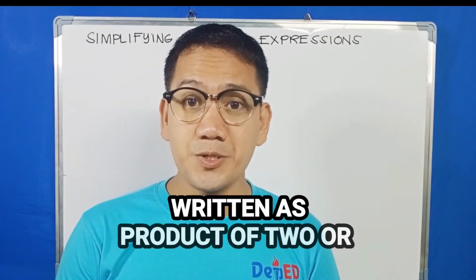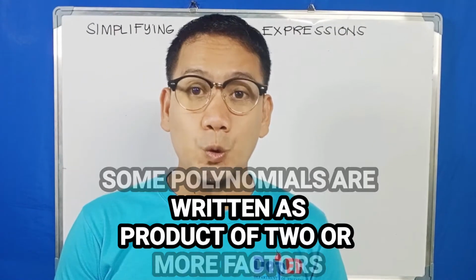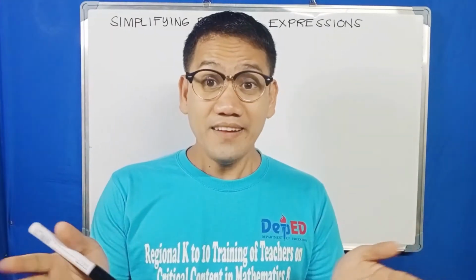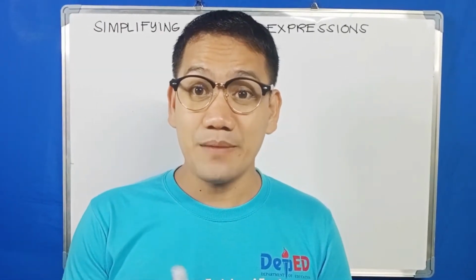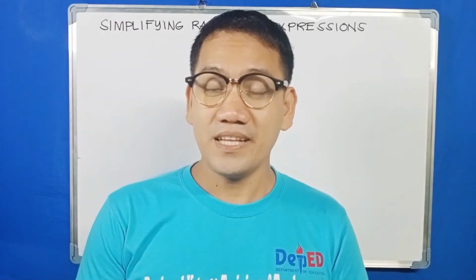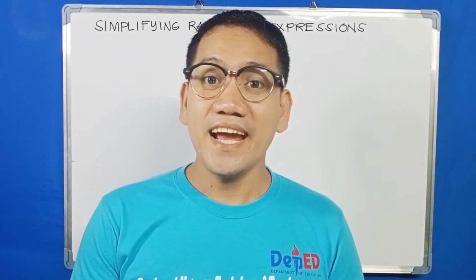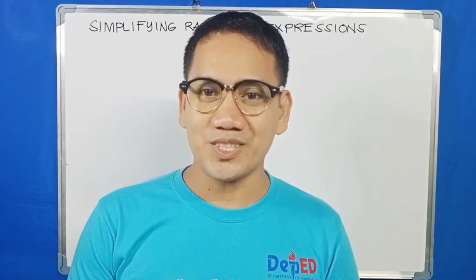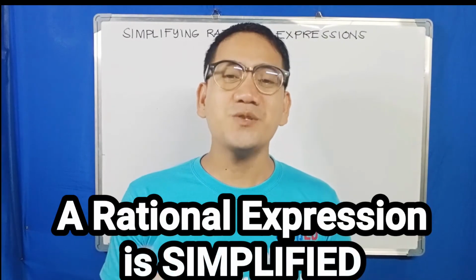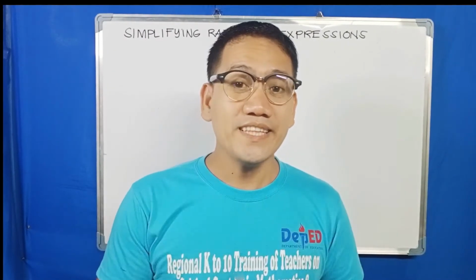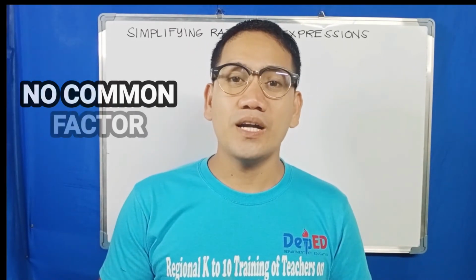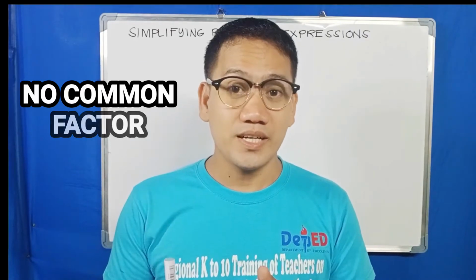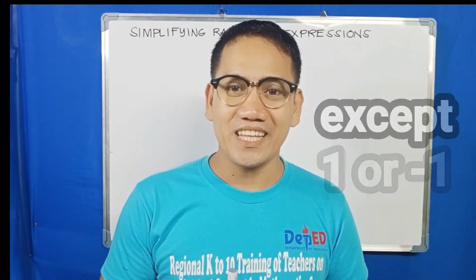Some of the polynomials are written as product of 2 or more factors. When a rational expression has the same factors in the numerator and in the denominator, then it can be simplified by dividing both our numerator and denominator by their common factor. A rational algebraic expression is considered to be simplified or written in its simplest form if our numerator and denominator has no common factor except 1 or negative 1.